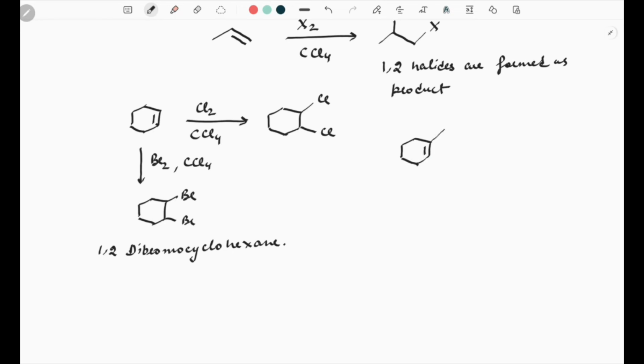For example, if we start with 2-methylcyclohexene, which is an unsymmetrical alkene, and you try the reaction with chlorine and CCl4, then there is absolutely no selectivity problem here. What you will get is 1,2-dichloro methylcyclohexane.